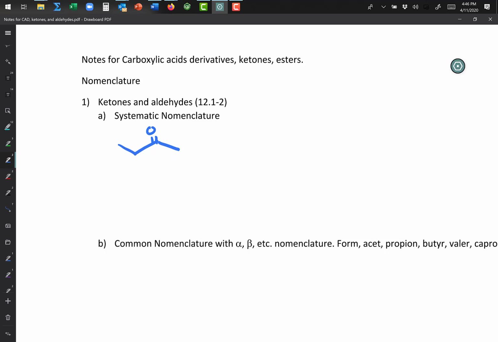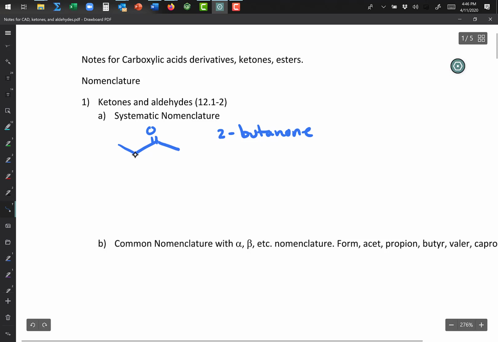It has 4 carbons, and this would be called 2-butanone. Or you could just call it butanone because it doesn't matter where you put the carbonyl group. It'll always be the number 2 position, either there or there. Okay, so 2-butanone. Now, the way I generate the name is I just take the name of the alkane, so it's butane, and then I get rid of the E and I add O-N-E. So that's the way you'll name all ketones.